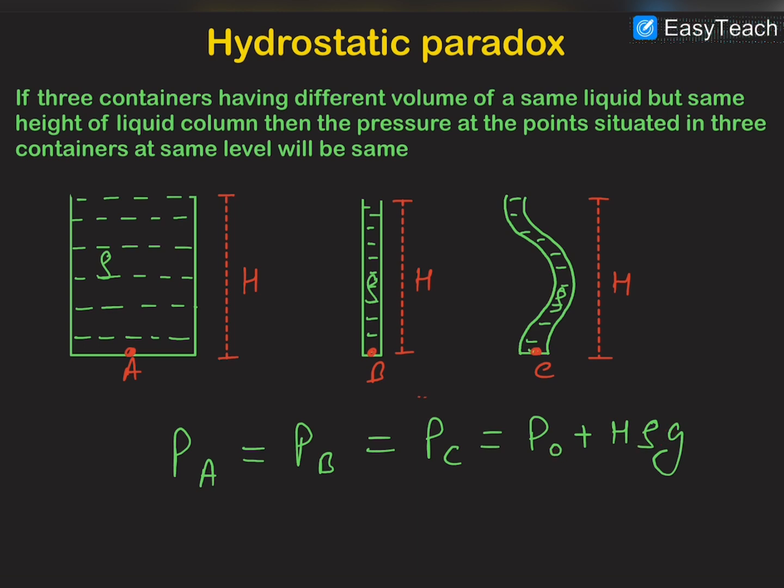This is called a paradox because obviously it seems that the container which has the highest mass of liquid filled in it would apply the most pressure at the bottom of its base. But this is not the case in reality. In reality, if the liquid column height is the same in all these three cases, then the pressure at these points which are at the same level, A, B and C, will be the same. So this is the hydrostatic paradox.